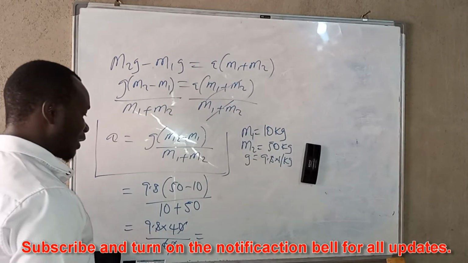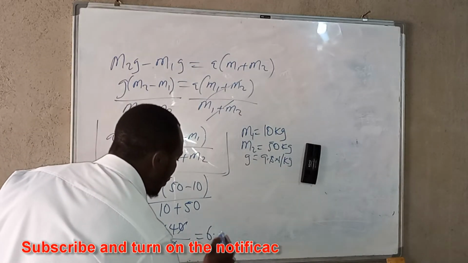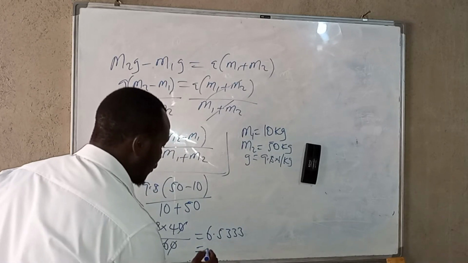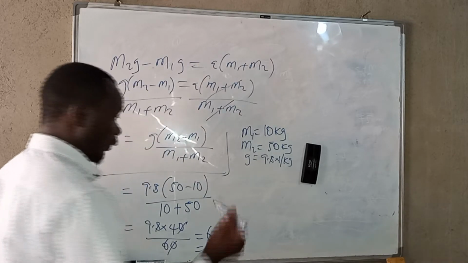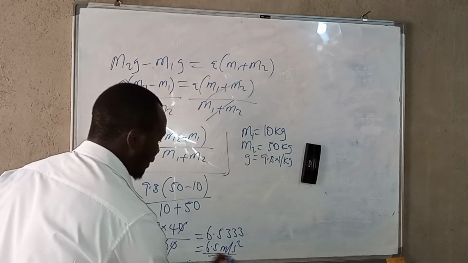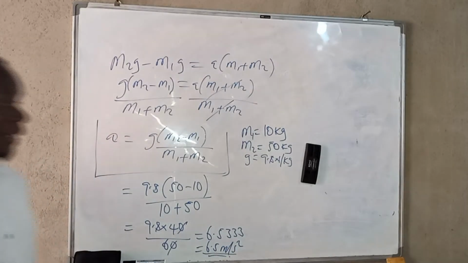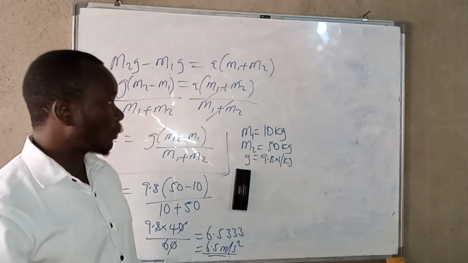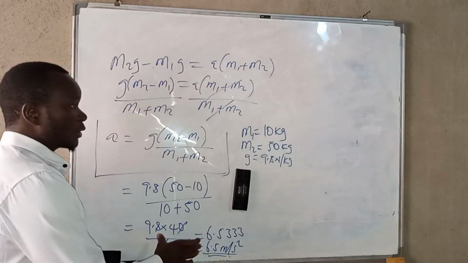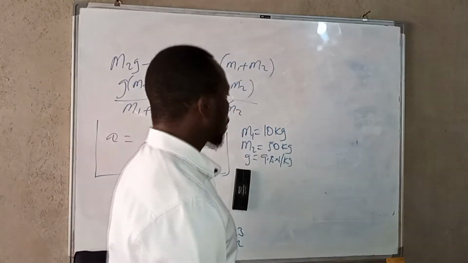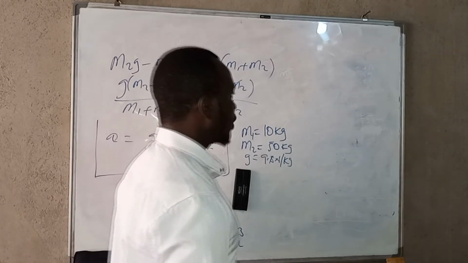What we're going to get here is, so this one and this one will go. So 6 into 9.8 times 4, we are going to get 6.5333, which can be rounded off to 6.5 meters per second squared as the value for acceleration of the two blocks. Now, from this point, we can go on to find the tension by using one of the equations. So let us use either equation 1 or equation 2.